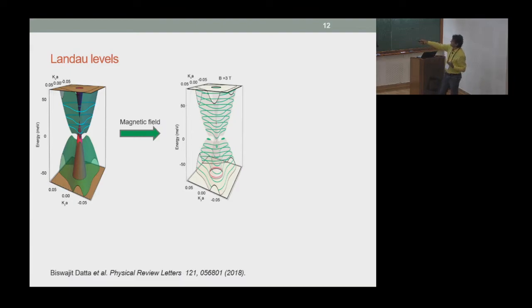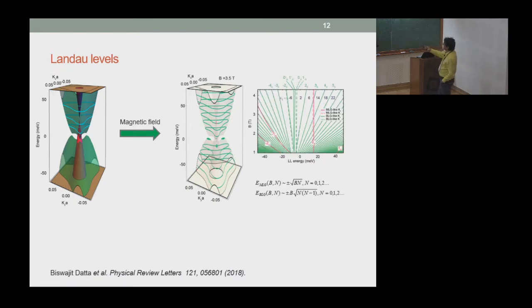Here, because of a gap formation, one half goes exactly to the upper half, and the other half goes below. So they don't really move around. So these are remnants of the n equals 0 Landau level, which is one way to think about the unusual Berry phase physics in monolayer graphene.